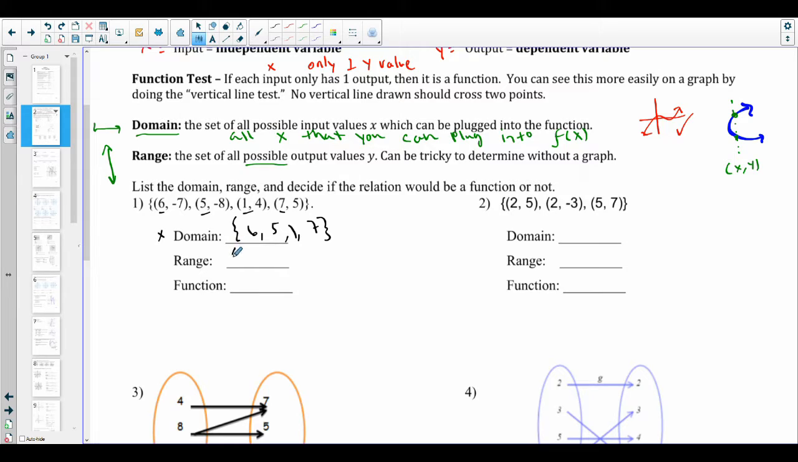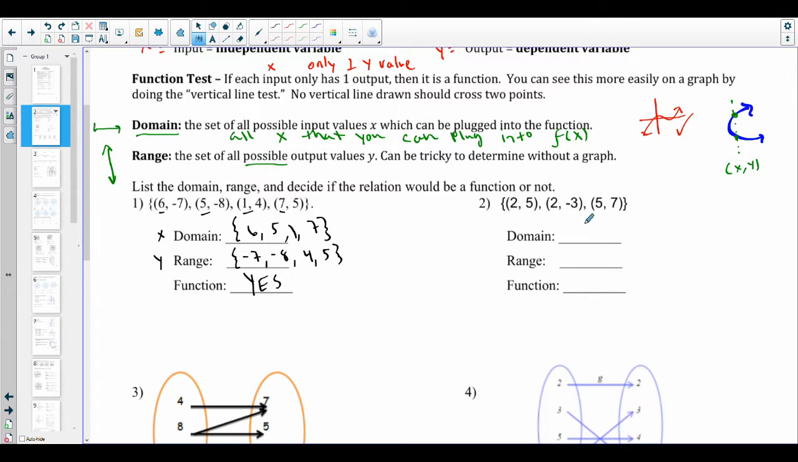Our range is going to be all of our y values. And it doesn't need to go in the same order. You don't need to write the ones that match with 6 and 5, etc. You can put them in whatever order you want. So our range, -7, -8, 4, 5. All our possible y values. Is this a function? In other words, do you see anywhere where an x value repeats, but it has a different y value? No. So we say, yes, this is a function.